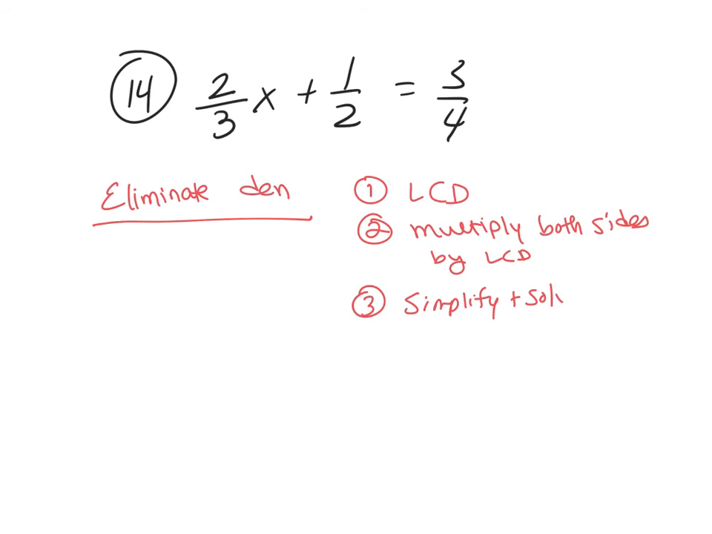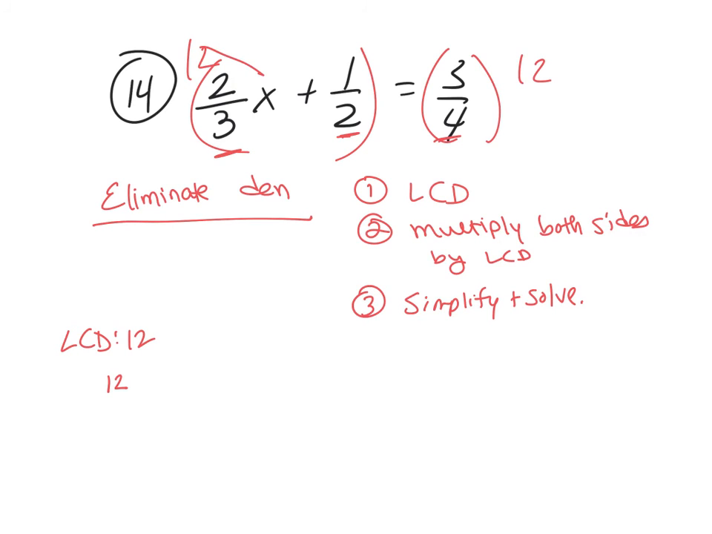So if you look at this question, you have 3, 2, and 4. Your least common denominator is 12. So we're going to take 12 and multiply it to both sides. Now, if I multiply it to both sides, you also could just think of it that you have to multiply it with each term. That's the whole idea of the distributive property. So I actually right away just go ahead and write it like this. So 12 times the 2/3 x, 12 times the 1/2, and 12 times the 3/4. So every single term gets multiplied by that LCD.